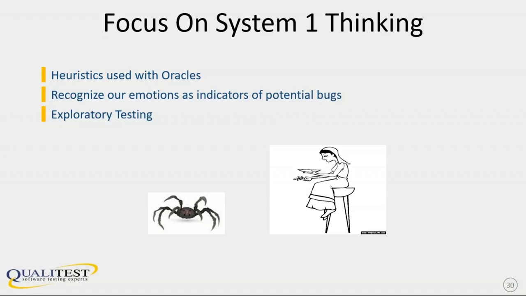How many of you have been sitting there tapping your fingers, waiting, waiting, waiting, and getting nervous? If you're waiting like that, that could indicate a performance issue. And if you're always wondering when the system is going to crash, that could indicate a reliability issue. And I think the other thing that's really the basis of testing using System 1 is exploratory testing. So I'm going to talk a little bit about that now.